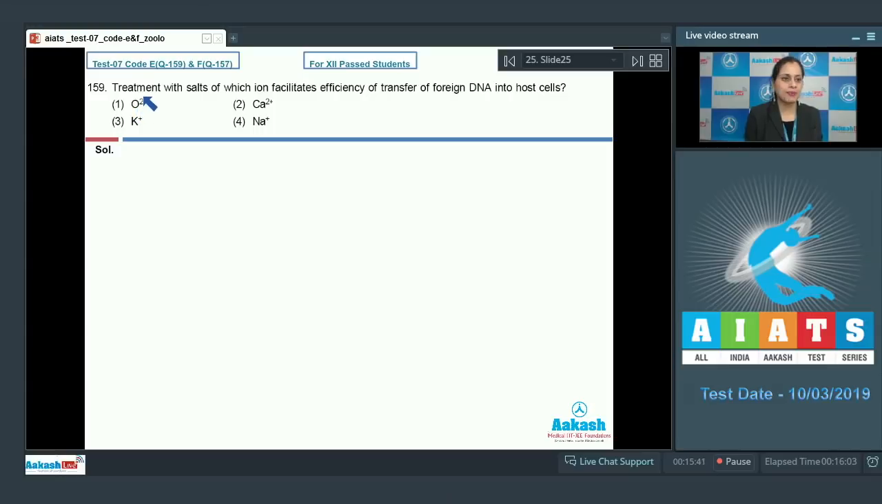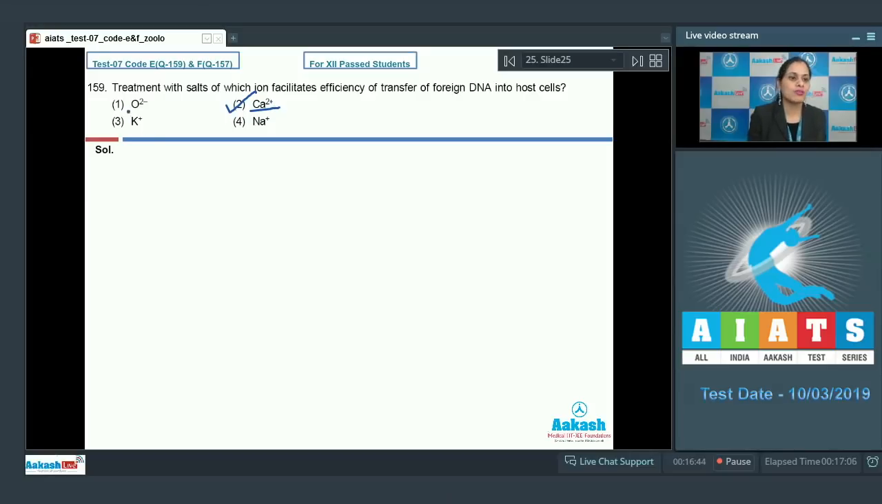Question number 159. Treatment with salts of which ion facilitates efficiency of transfer of foreign DNA into host cells? And the options are oxygen ions, calcium ions, potassium ions and sodium ions. And the correct answer to this question is option number 2, calcium ions. Calcium ions or divalent cations cause the DNA to precipitate onto the surface of host cells, thereby enhancing chances of entry of recombinant DNA into the host cell at 42 degrees centigrade, the heat shock step. So the correct answer is option number 2.